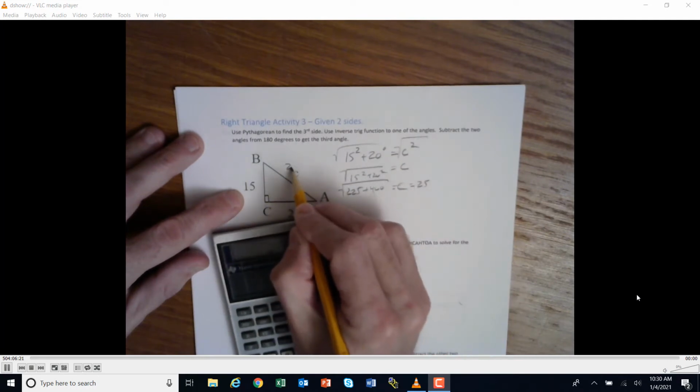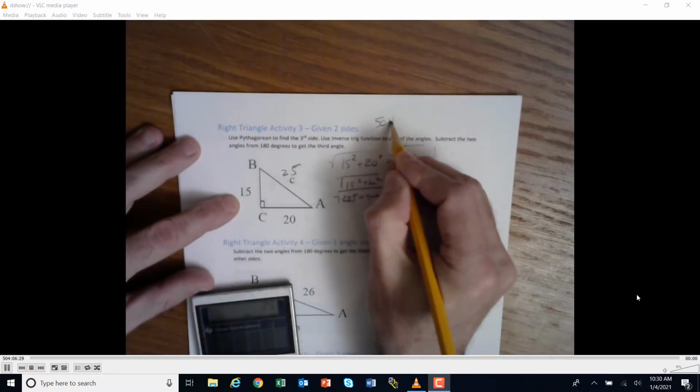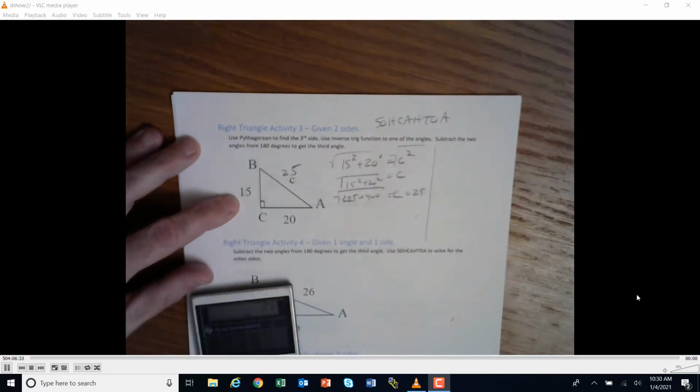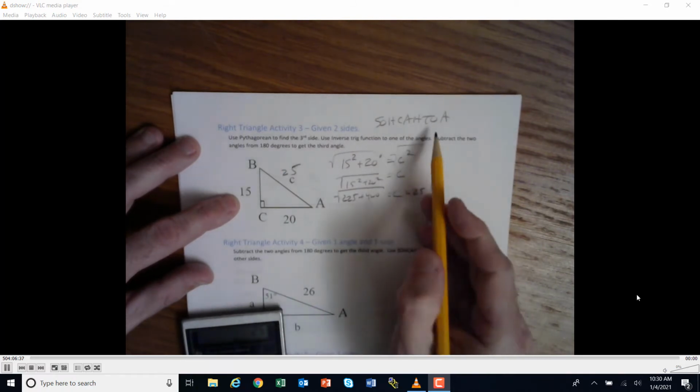So we know that this is 25 here. Now we need an angle. So we can use SOHCAHTOA. Okay, and what that is doesn't matter. We can maybe try the tan.